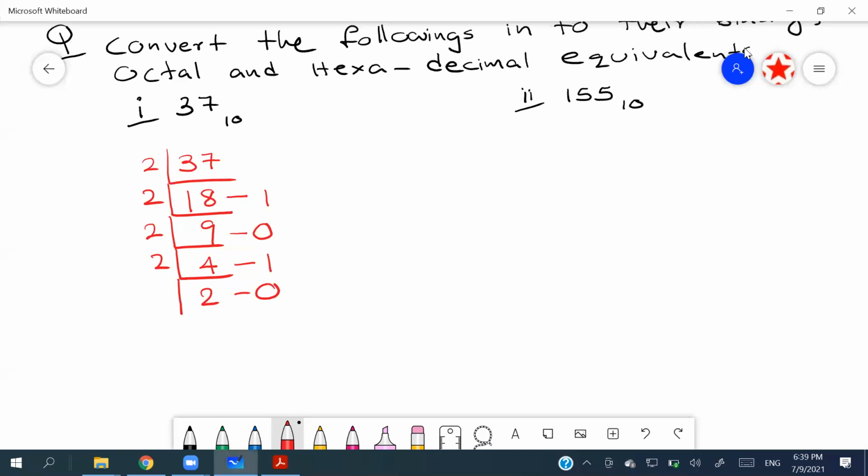Right, so I'm continuing the calculation. So 1 and 0 is remaining, right? So my answer is going to be, I'm going to start from here and moving towards here.